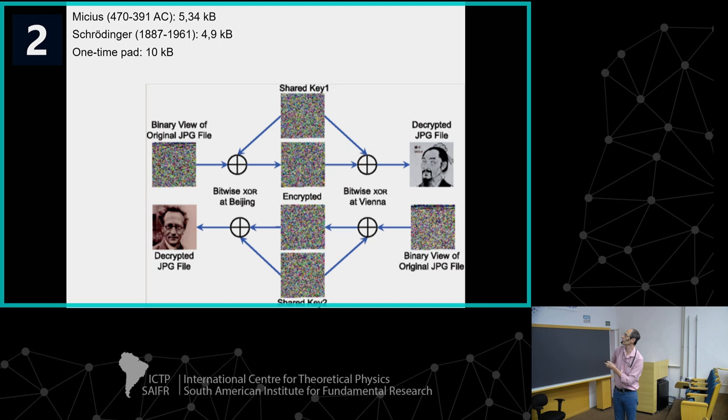and then you can use that one-time pad of 10K to share two pictures. You make a combination of a picture with the key information. You do it bytewise, and on the other side, in Vienna, you can recover the image of the mathematician Misuse. And way back, you can get in Beijing the image of Schrödinger. So you can use it even more.